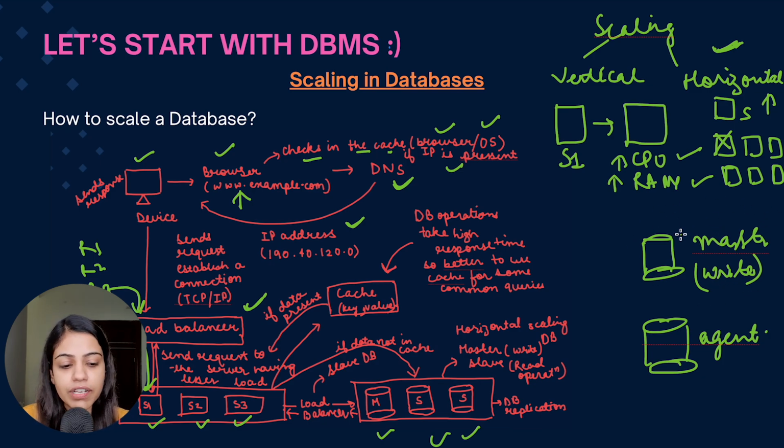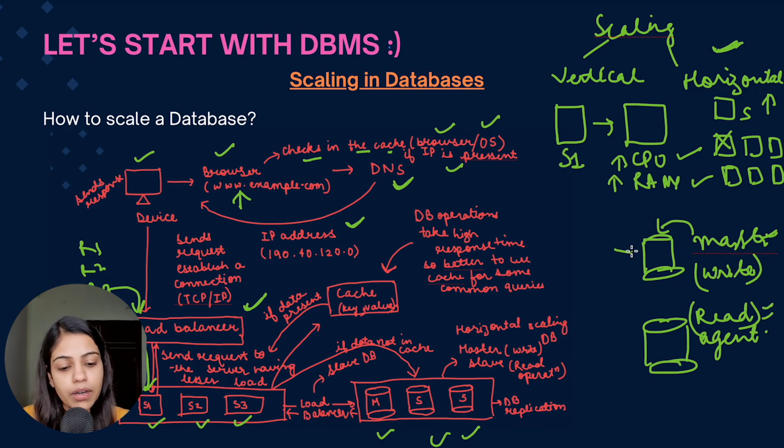So all the write requests are coming to this particular master database. And in the agent or the slave database, we accommodate all the read operations. So we have two databases mostly. One is the master database, one is the agent or the slave database. In the agent database, we accommodate all the read requests. In the master database, we accommodate all the write requests.